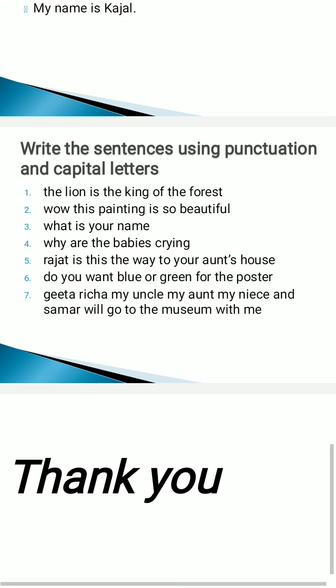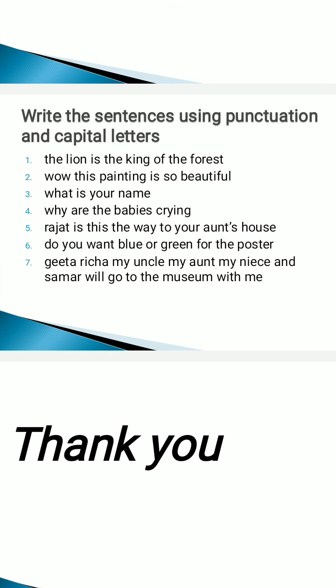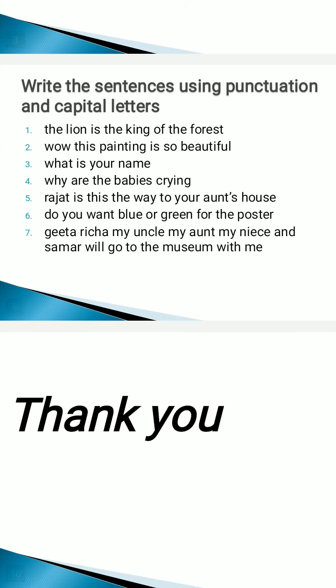Why are the babies crying? Now again, a question is being asked, so at the end we will use the question mark, and in the beginning W would be capital. Rajat, is this the way to your aunt's house? First of all, Rajat is the name of a person, so we will make it capital. We will write the R of Rajat as capital. Secondly, it is also the starting of the sentence, so R would be capital. And after Rajat, we will put a comma to represent the short breath pause. Rajat, comma, is this the way to your aunt's house?